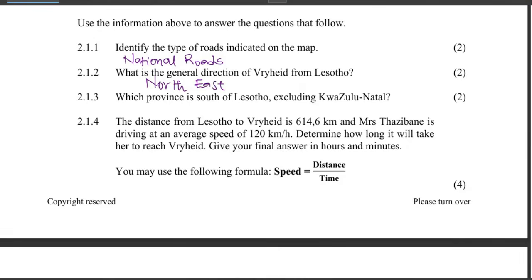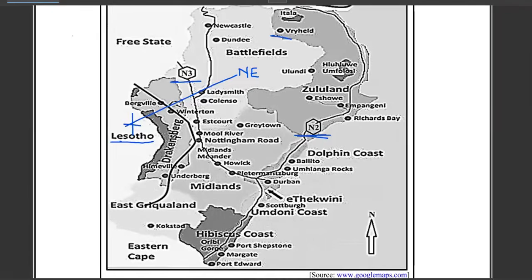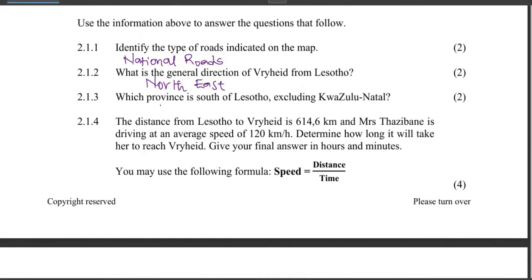Which province in South Africa is south of Lesotho, excluding KwaZulu-Natal? South of Lesotho, it's like this. So we can see, Eastern Cape. South of Lesotho is the Eastern Cape.